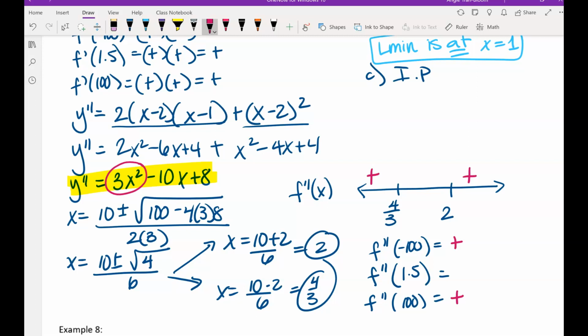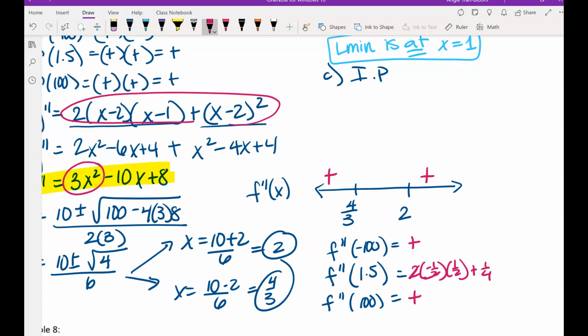Now 1.5, it's easiest if I plug it into here because I don't have to do a lot of work, okay? So 2 times 1.5 minus 2 is now a negative half. 1.5 minus 1 is a positive half, plus 1.5 minus 2, that's going to be negative half, but squared is a quarter. So cancel that out. I have a negative half left, which is negative 2/4 plus 1/4, so that's a negative. Okay. All right, so ready?